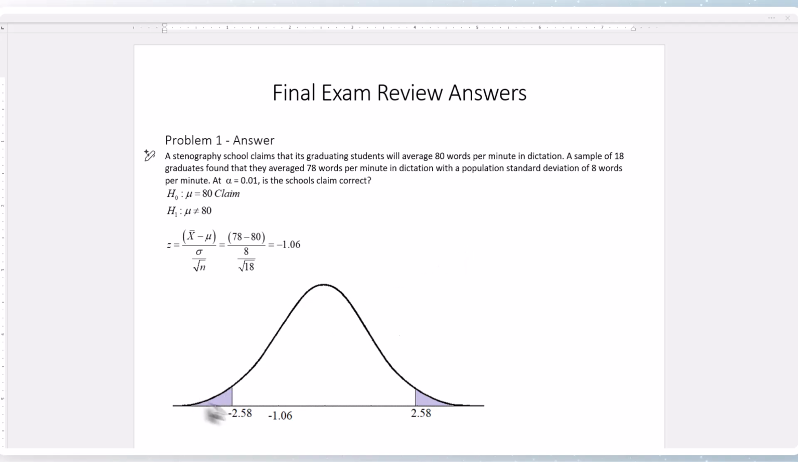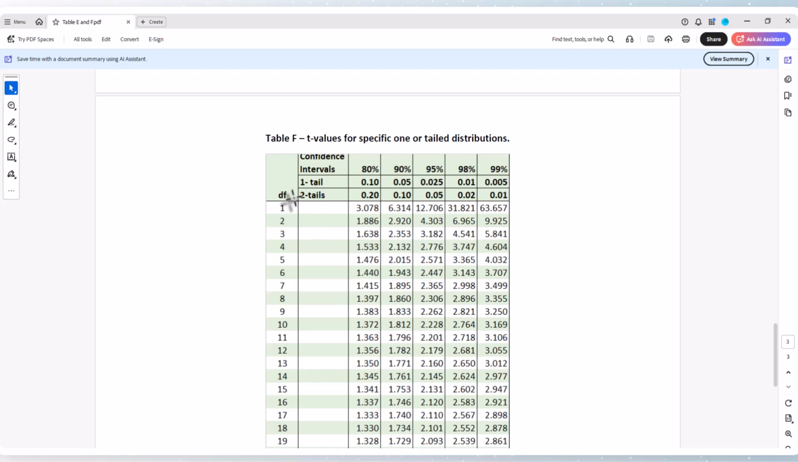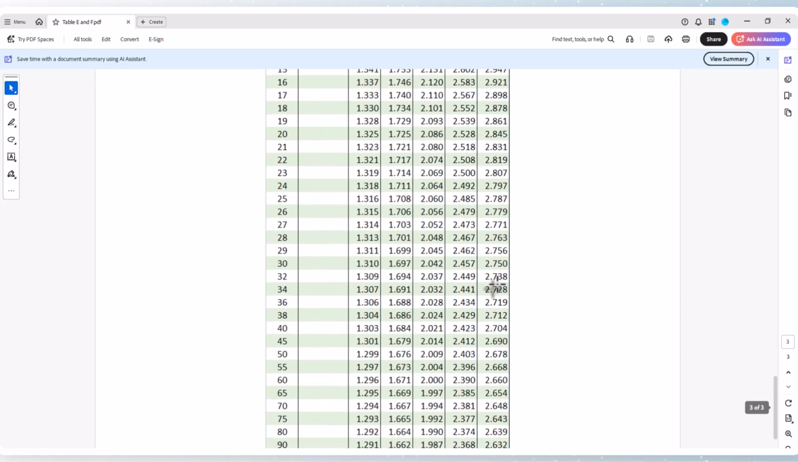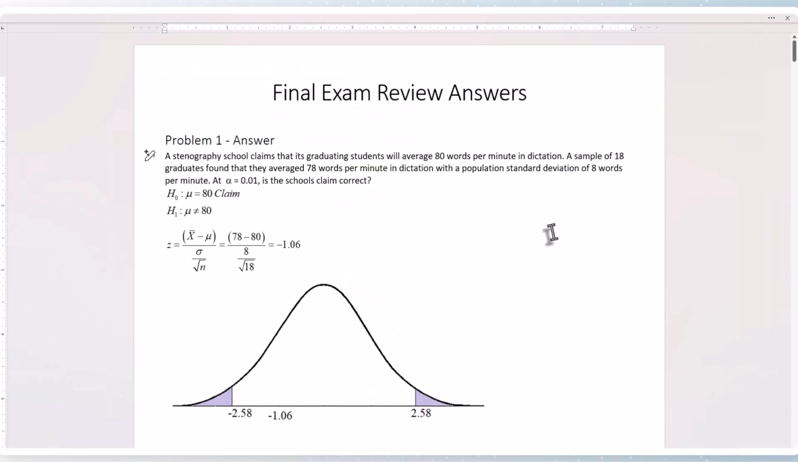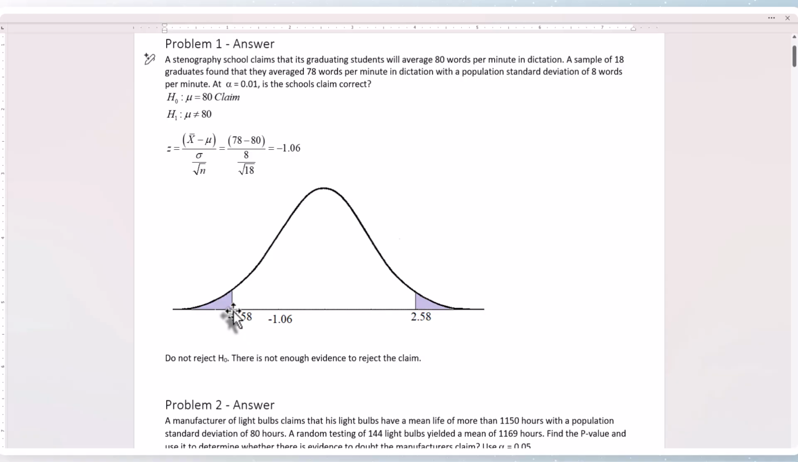We have two tails. Look up the critical values. We look for two tails on table F, 0.01, and go down to the very bottom. 2.58 is the critical value. So we have negative 2.58, positive 2.58.